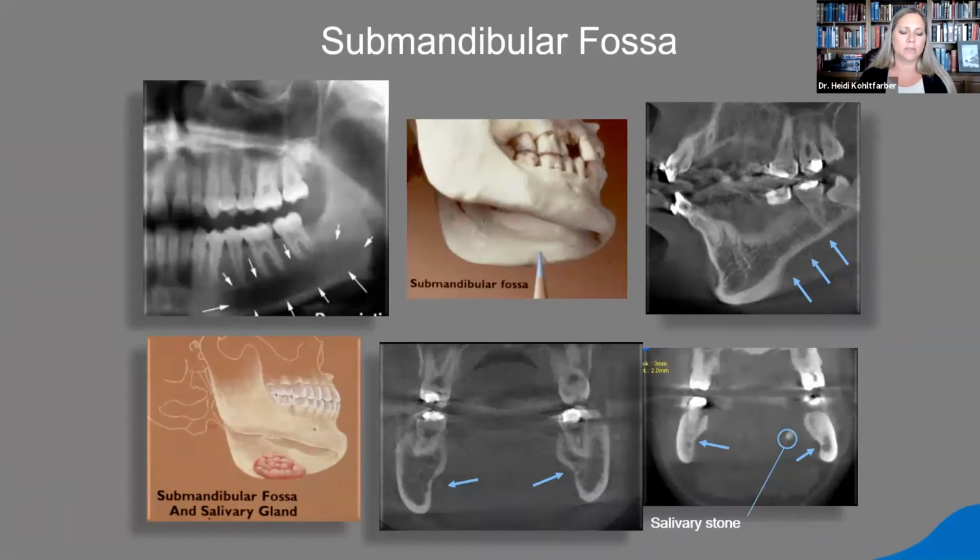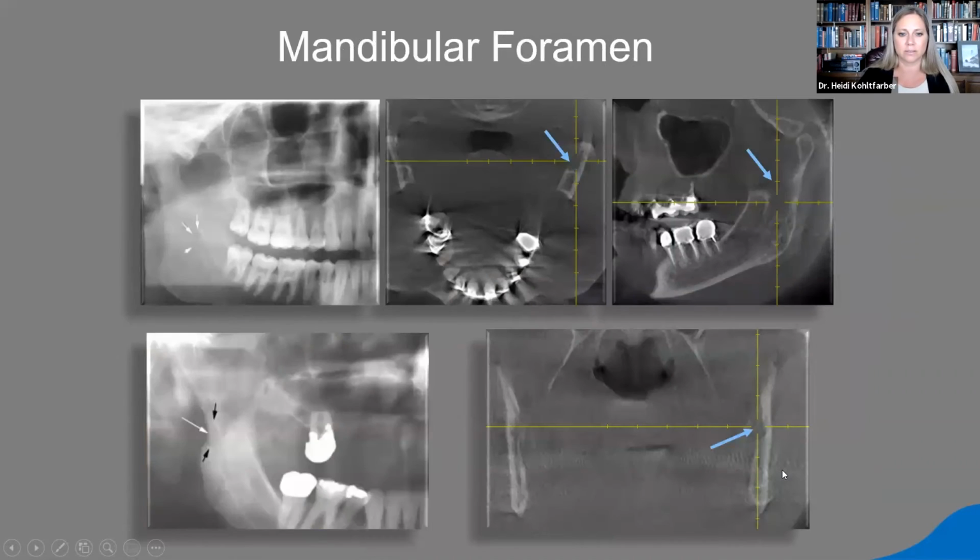So, the mandibular gland fossa region, we were used to looking at that on pans. We have a nice little dark area here. It's very easy to see with our CBCTs and to avoid placing an implant through that area. Of course, it makes it very easy to see salivary stones and know exactly what they are based on the location. We also have our mandibular foramen. This is the entry point for the mandibular canal, the entry point for the inferior alveolar nerves and vessels as they come through.